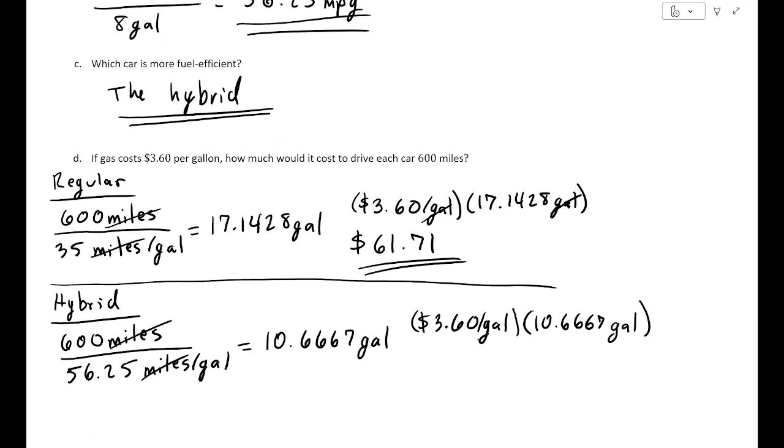And again, the gallons are going to cancel out like so. And so I'm just going to multiply the amount, and again, round to 2 decimal places, which is going to give me $38.40. So that's how much it would cost to drive 600 miles in the hybrid. So again, you can see, not that we didn't already know, but this just confirms it, that the hybrid is the superior option for fuel efficiency.